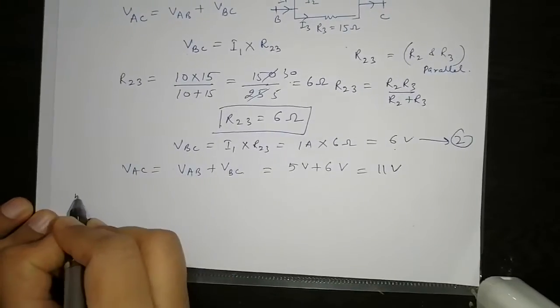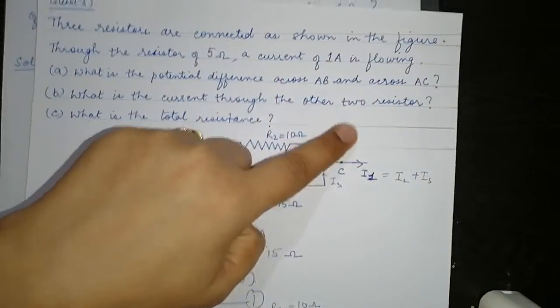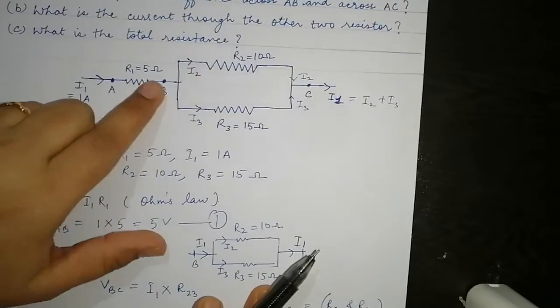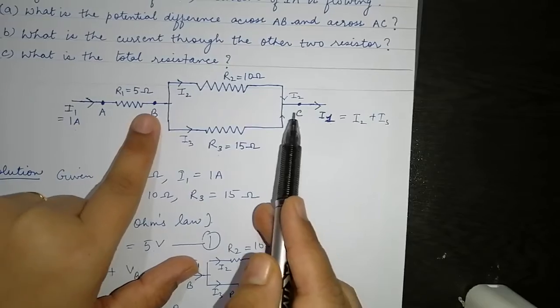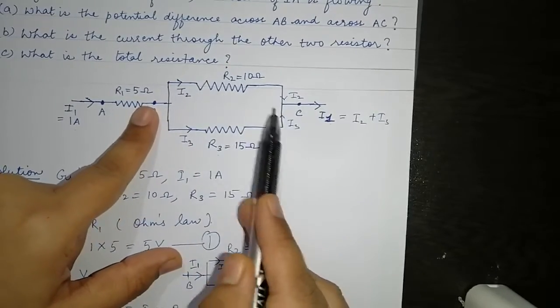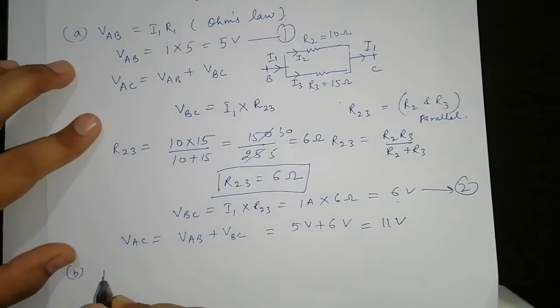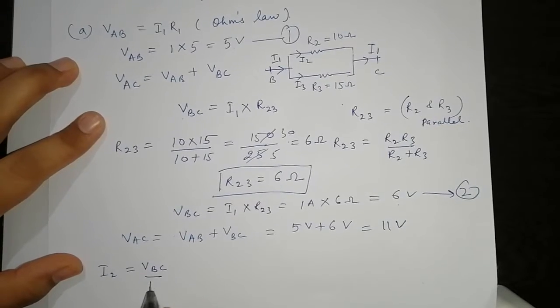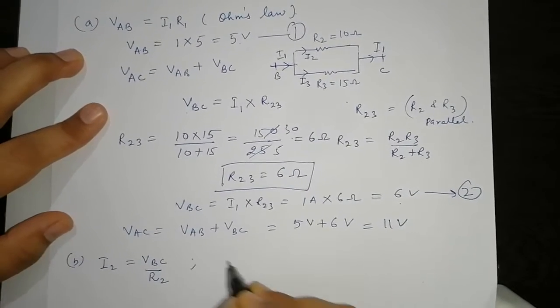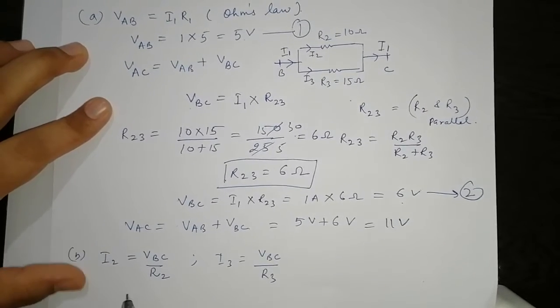Second part, that is, what is the current through the other two resistors? That is, we want to find out I2 and I3. Now once we know the potential difference across R2 and R3, we know in case of parallel the potential difference across R2 and R3 will be the same. So current I2 has been asked, so it will be VBC upon R2, and I3 will be VBC upon R3.